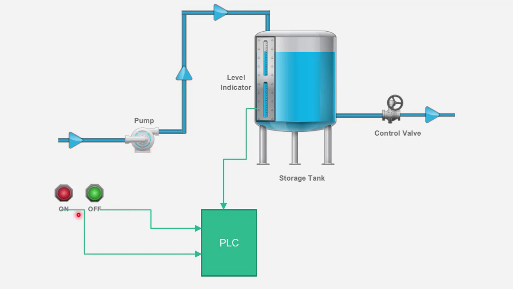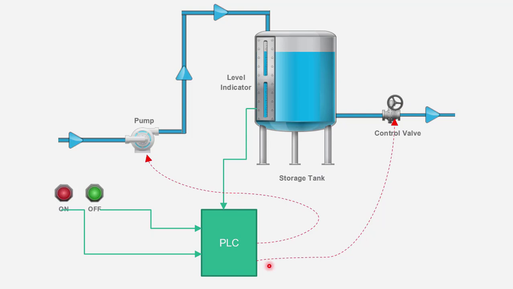Then it will take the input from this button. Then the logic will check the level from this tank, and then the output signal will be generated based on the logic, and the pump will start or stop. Similarly, the control valve, based on the level of the tank, will open or close. So this is just the basics.